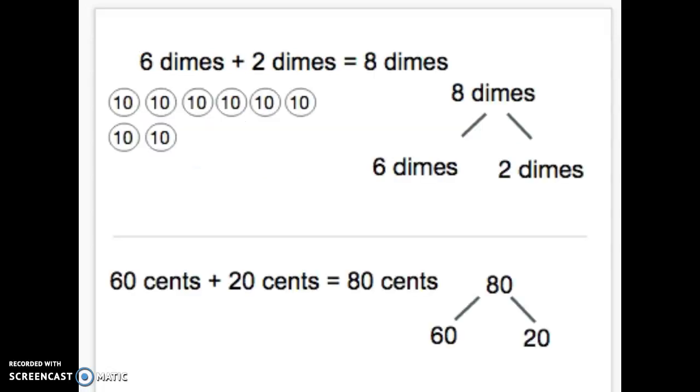Here's my drawing. 6 dimes, 1, 2, 3, 4, 5, 6, plus 2 dimes, 1, 2. In my number bond, I have 6 dimes plus 2 dimes equals 8 dimes. That's the say 10 way. Or I could just say 60 cents plus 20 cents equals 80 cents.